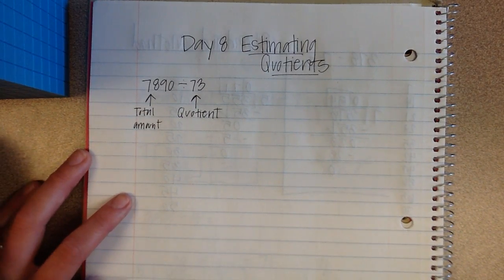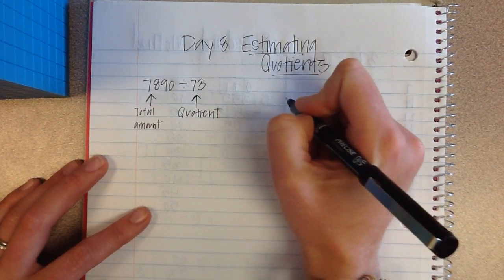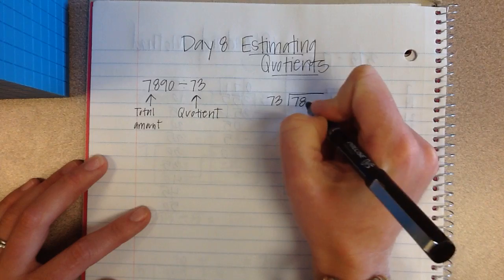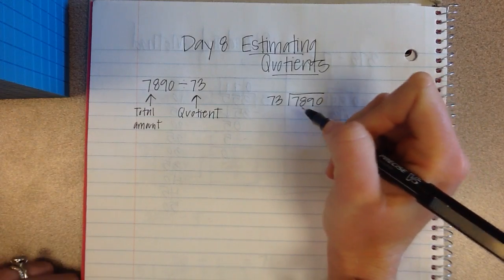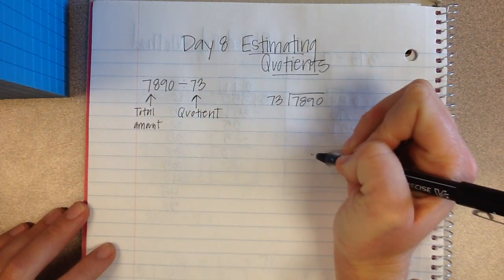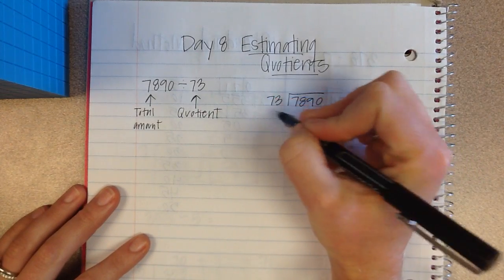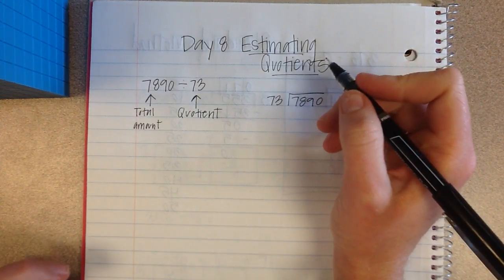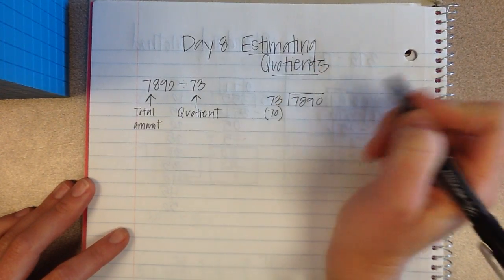So we're going to set this up old-fashioned way. So we're going to do 73. Now, when I think about this, because we know 73 is our quotient, we're going to estimate that. What is a number that 73 could round to? To make it easy, because we're working in tens, we're going to round to the nearest 10. So if you think about it, 73 would round to 70. So I'm going to put 70 in parentheses.